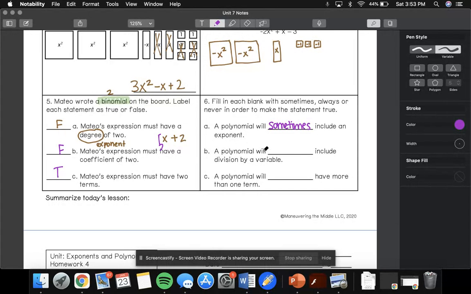Okay. A polynomial will blank include a division of a variable. So if we think about a polynomial, the only thing it can't have is negative exponents or division of a variable. So polynomials will never include a division of a variable. Okay. And then finally, a polynomial will blank have more than 1 term. Okay. And this one is also sometimes. It's weird to think about, but 8 is technically a polynomial. And then we could always add extra terms to it and make it bigger, like a binomial or a trinomial, but 8 is still a standalone one-term polynomial.